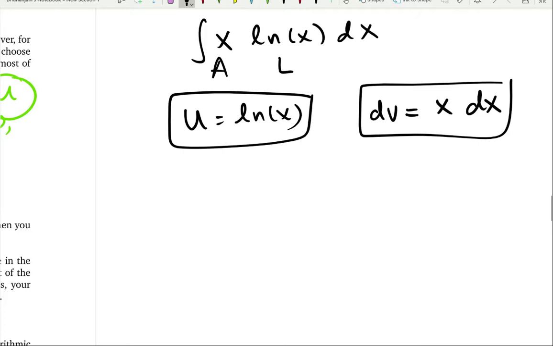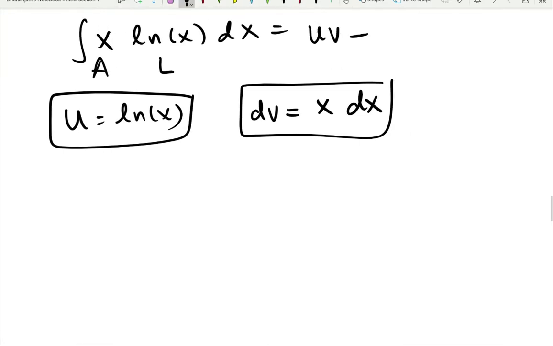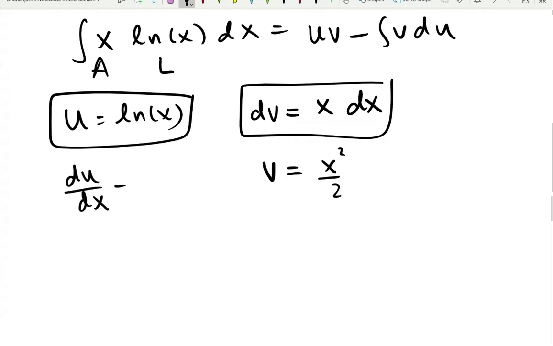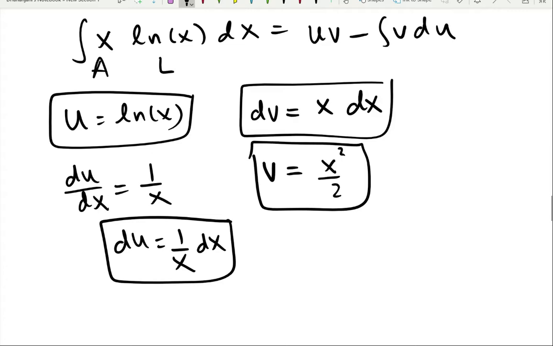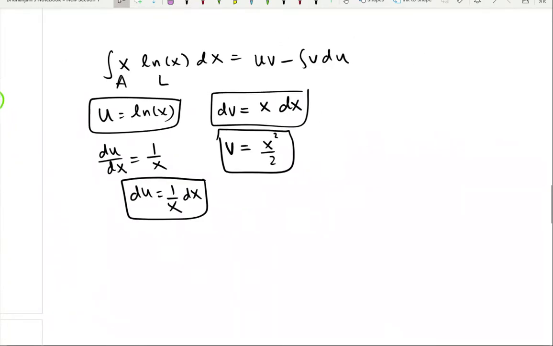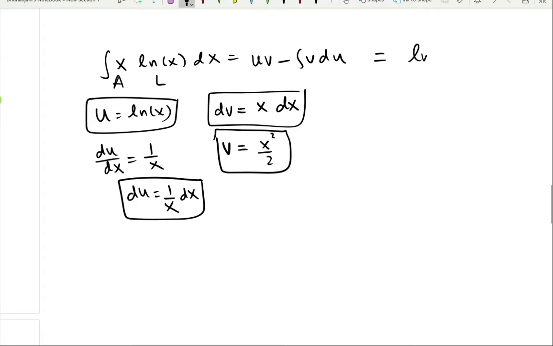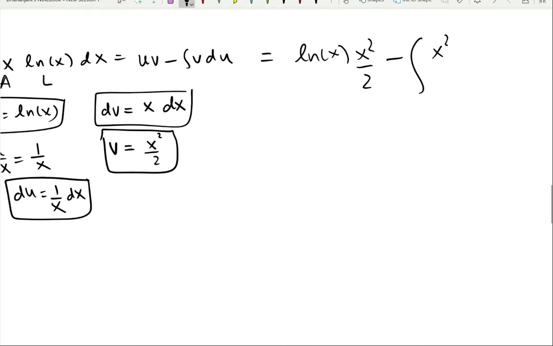Now we use the formula, which is uv minus the integral of v du. Now u is natural log x, dv is x dx, so to get v out of dv we integrate x, and we get x squared over 2. Don't differentiate there. To get du we differentiate u: du over dx, the derivative of natural log x, is 1 over x, so du is 1 over x dx, right? So we have every tool that we need for the integration by parts formula. Now let's use it. u is natural log x, v is x squared over 2, du is 1 over x dx.